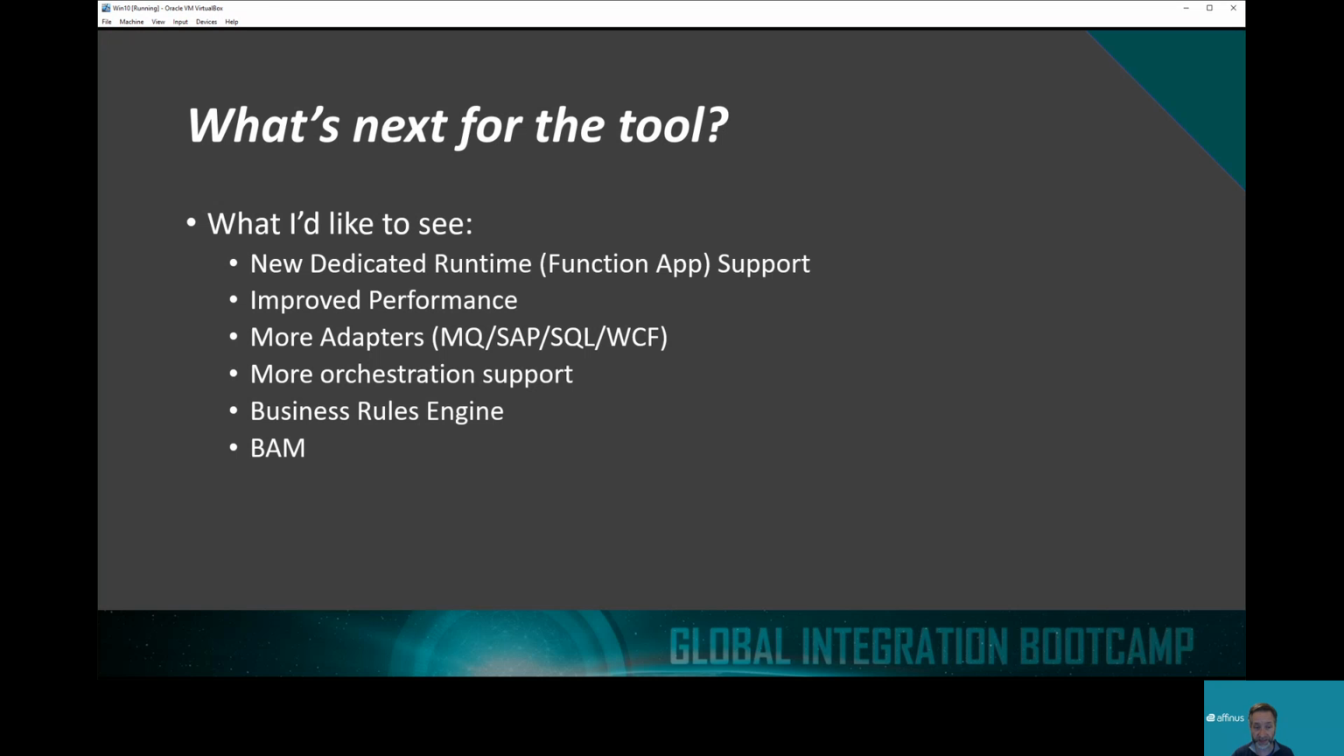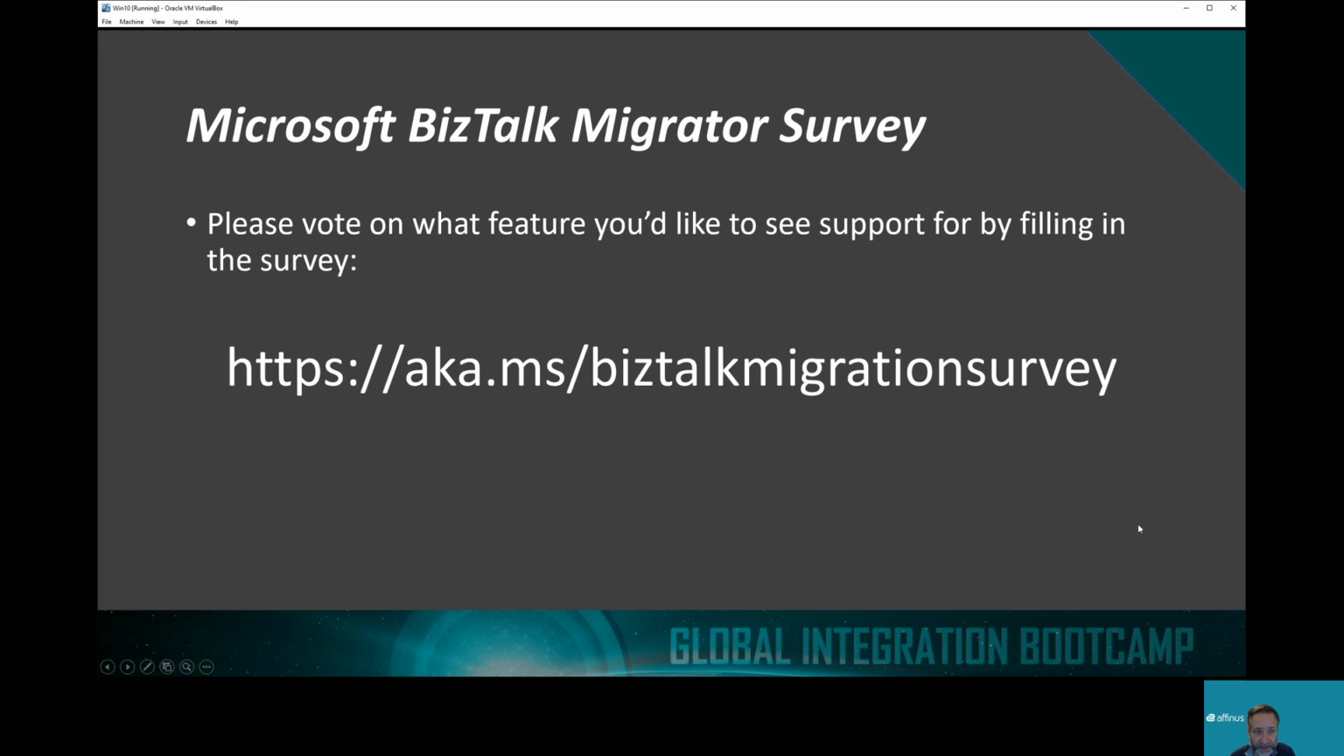Improved performance. Performance could be better. We're looking at 20-25 seconds to pick up a file and send it out again, which is not as good as BizTalk, but then it scales better. If you do 1,000 files through this thing, it'll still take 25 seconds. If you did 1,000 files through BizTalk, I guarantee you it will take longer. More adapters: MQ, SAP, SQL, WCF. Better orchestration support. Business rules engine and BAM would be lovely to see. I don't know how we'll do it, or how Microsoft would do it at least.